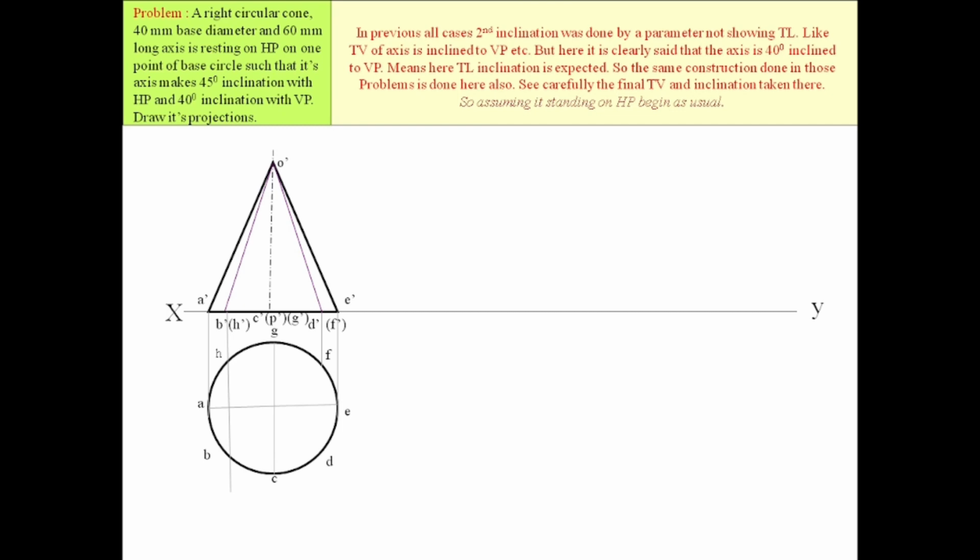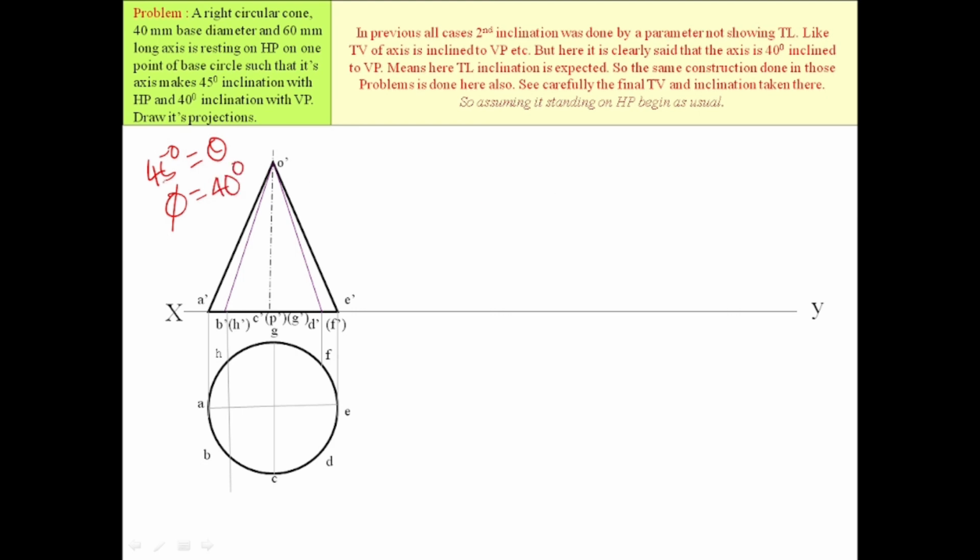45-degree is the true inclination with HP and 40-degree is the true inclination with VP. The 45-degree true inclination with HP is equal to theta, and the true inclination with VP, phi, is equal to 40-degree.